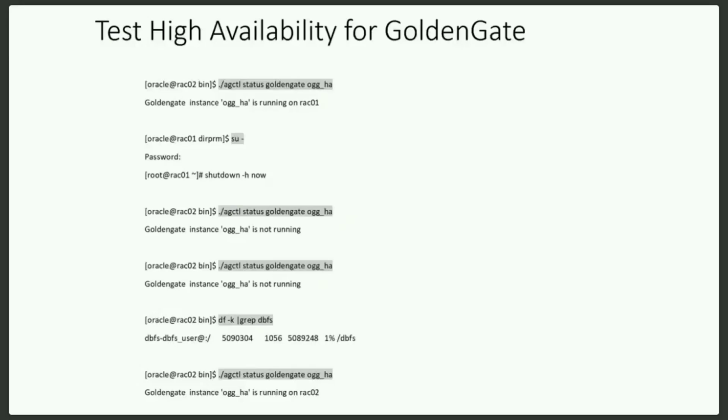Clusterware will fail over the resource to another node, and the dbfs file system will be mounted on the node where it has been failed over to. So I can run the agctl command again, and now I see that GoldenGate is running on rack 02, and the dbfs file system has also been mounted on rack 02.